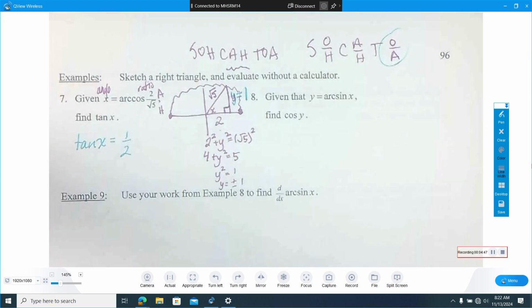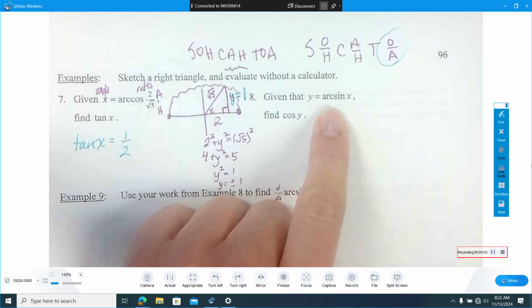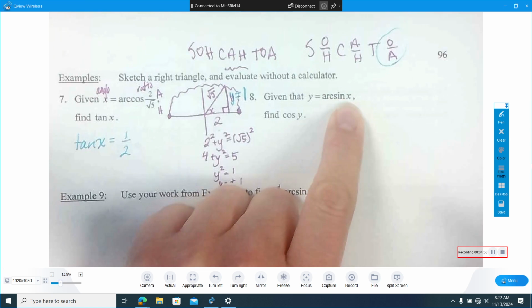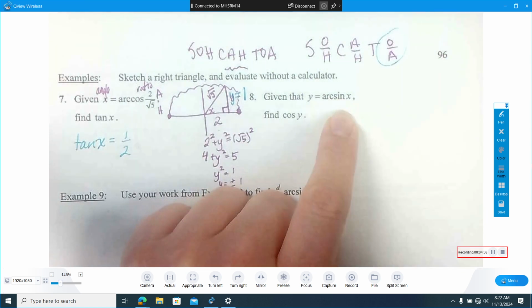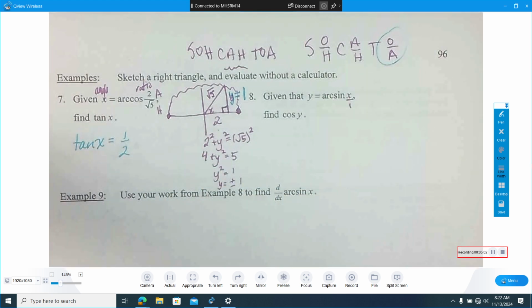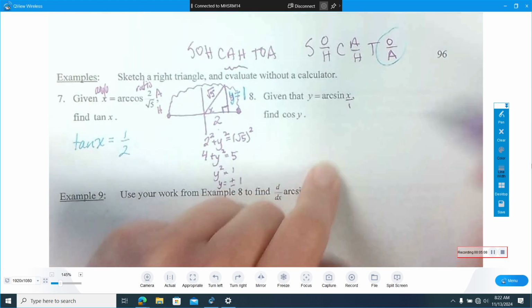Let's try another here. We have y equals an angle whose sine ratio is x. Well, that's not just an x, it's an x over 1, because when we deal with sine, cosine, and tangent, having fractions is really nice because they're ratios. All right, so once again, I'm going to draw a triangle.